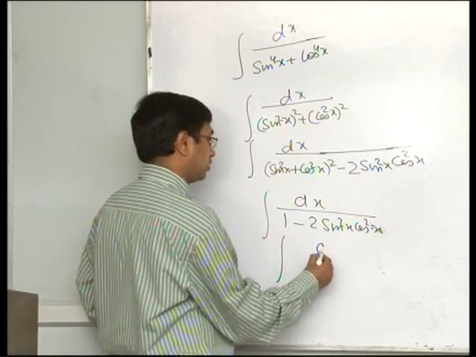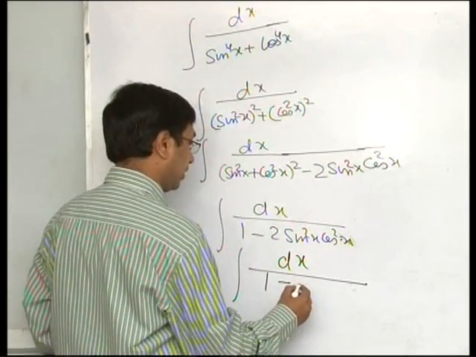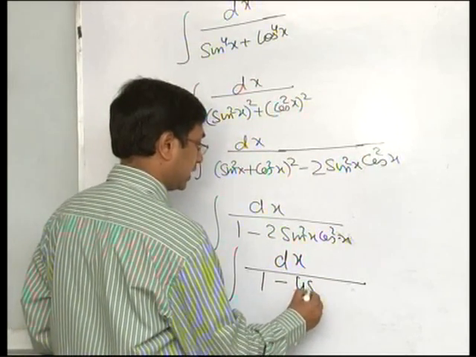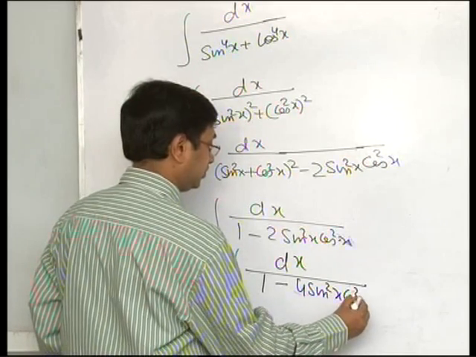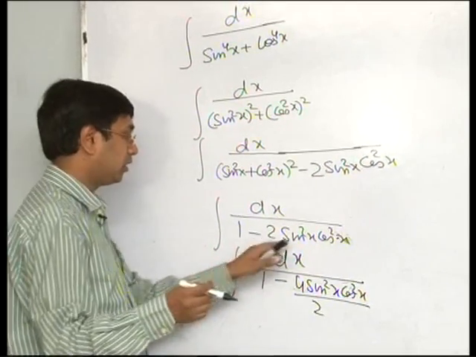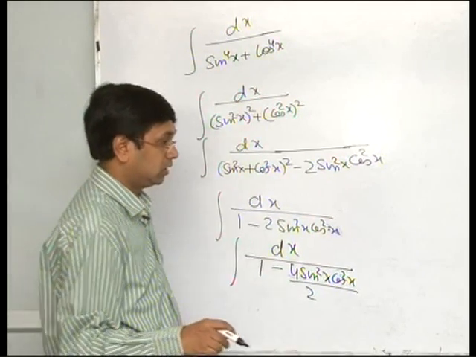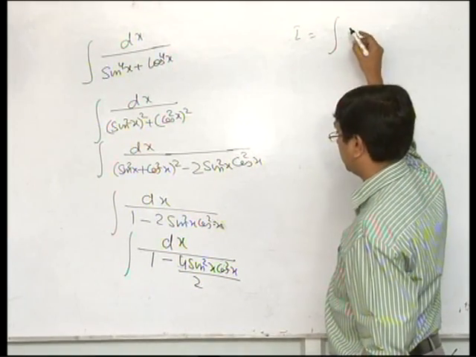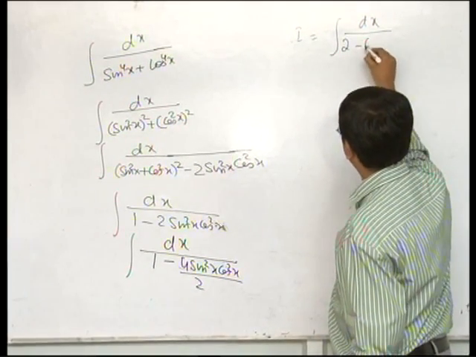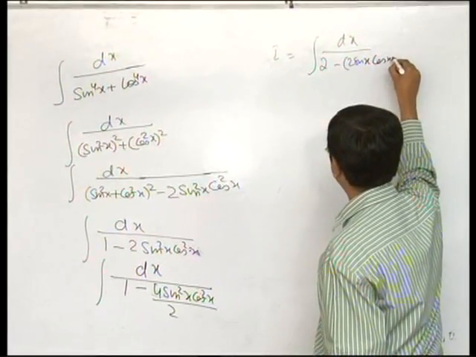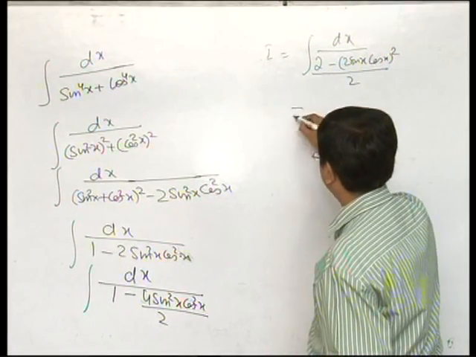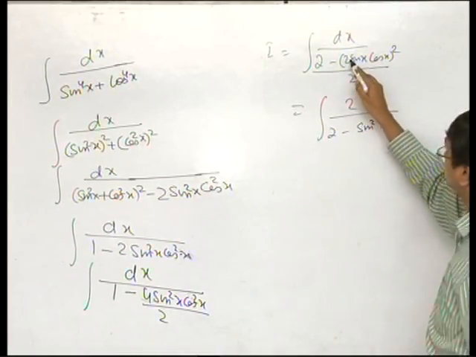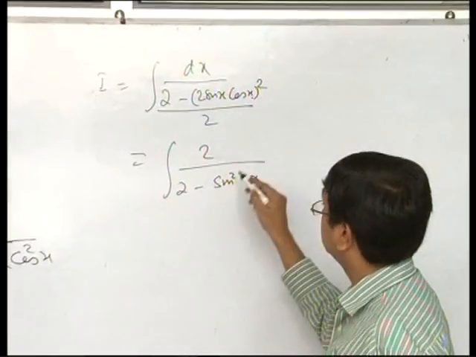So maybe I want to convert to sine 2x directly. So 1 minus, we can introduce 4 sine square x. Now why we have done that? You could have done one directly, but this is what? Sine 2x whole square. Now you can see that I is equal to dx upon 2 minus 2 sine x cos x whole squared upon 2, that is 2 upon 2 minus sine square 2x. Why sine square 2x? 2 sine x cos x is sine 2x, so you'll have sine square 2x.